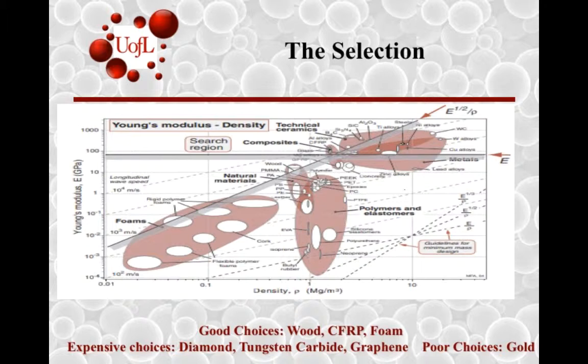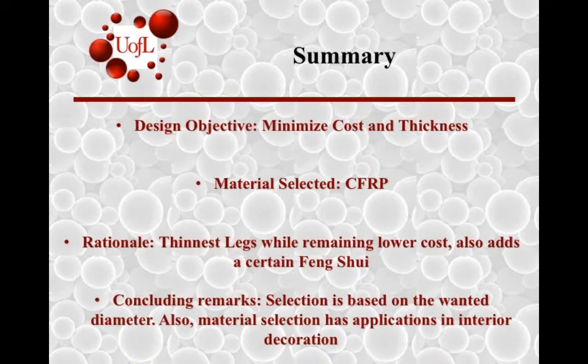Expensive but extremely thin would be diamond and tungsten carbide. And then obviously, yes. So in summary, the design objective is to minimize cost and thickness. And then I selected CFRP, or carbon fiber, for pretty much a layman term.